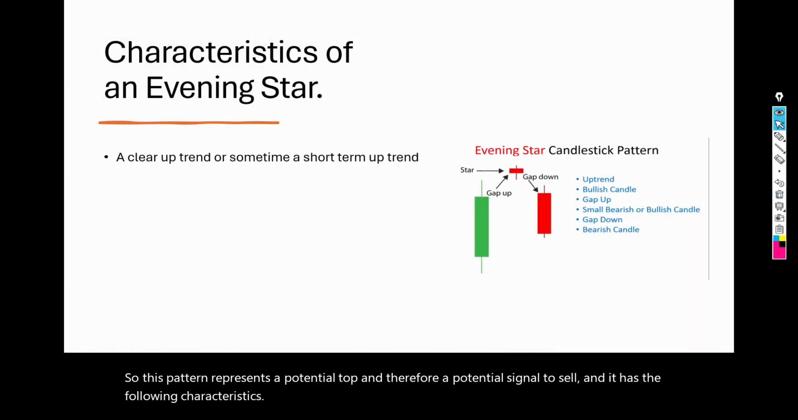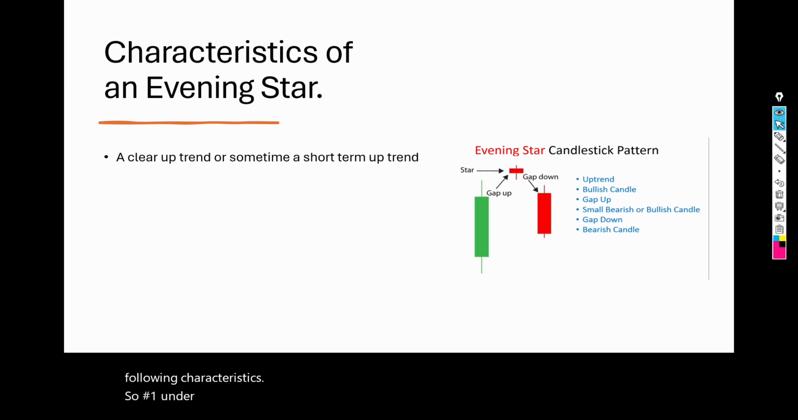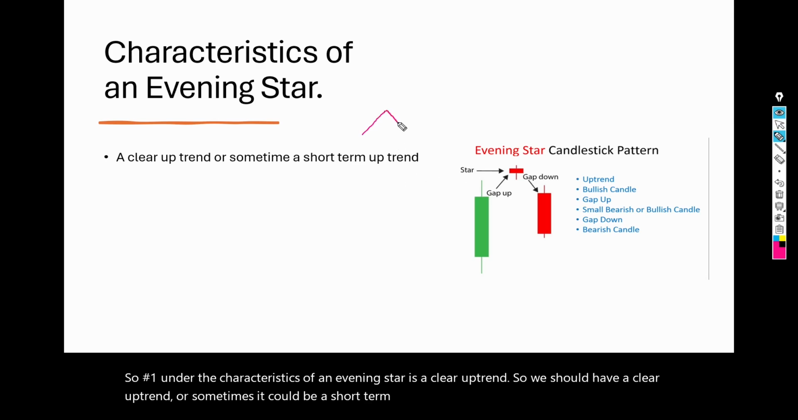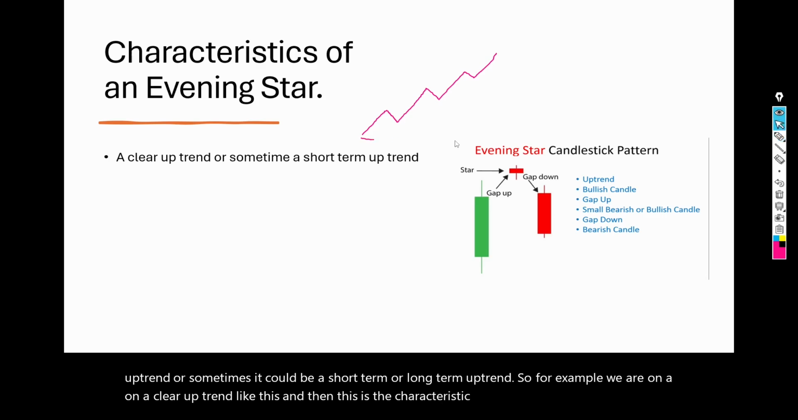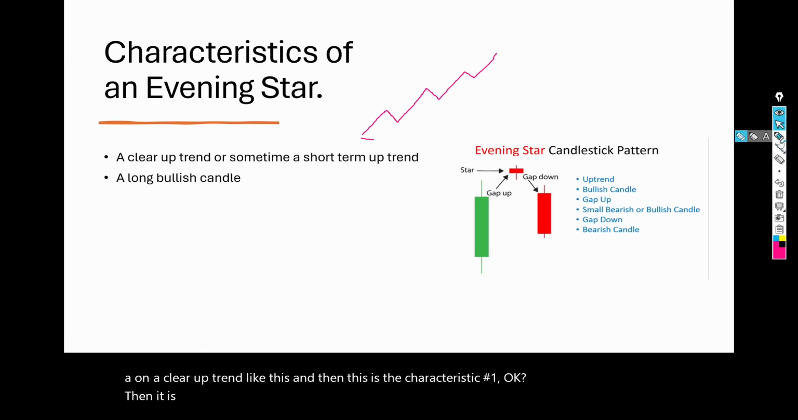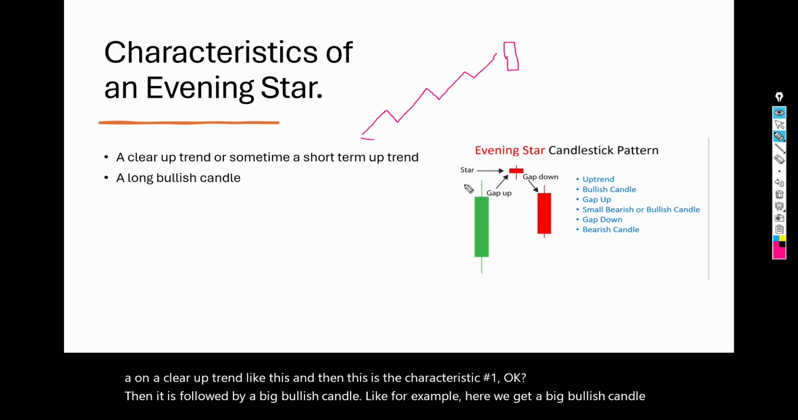So number one, under the characteristics of an evening star, is a clear uptrend. So we should have a clear uptrend, or sometimes it could be a short-term or a long-term uptrend. For example, we are on a clear uptrend like this, and this is characteristic number one. And then it is followed by a big bullish candle. Like for example, here we get a big bullish candle within that uptrend.